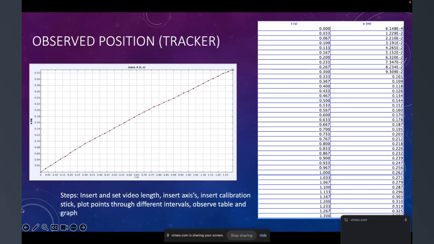So this is the observed position in Tracker. What I did in Tracker is first I inserted and set the video length, and then I inserted my axes to where the starting position of the ball is, so I could get it at 0, 0. And then I inserted my calibration stick, so it understands the video's length and how big every single part is. And then I plotted points at different intervals, observed it on the table and on the graph.